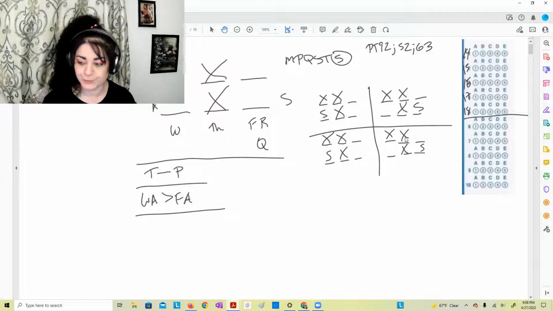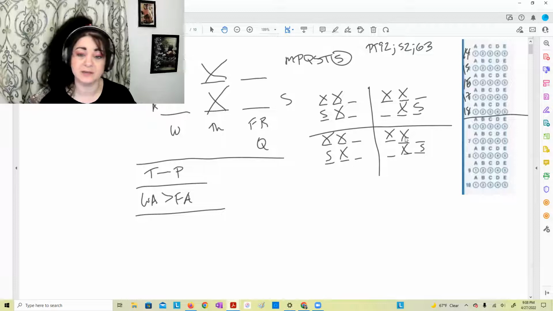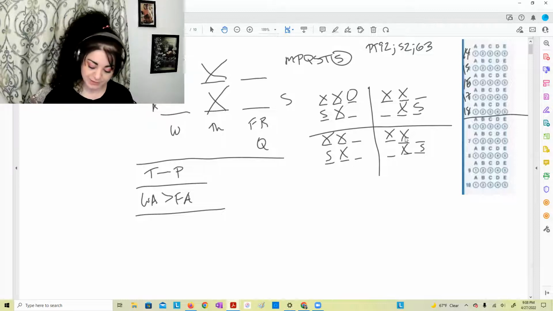And then Q could go on either Friday spot. So going back to my left side, I'll put Q on Friday morning and then Q on Friday afternoon. And back to my right side, I'm going to do the same thing.